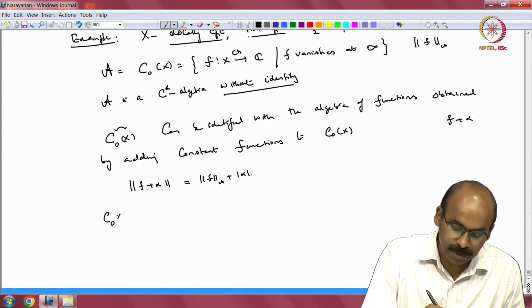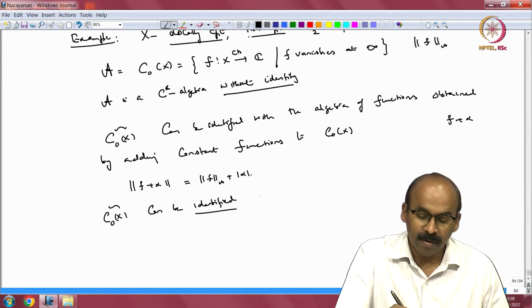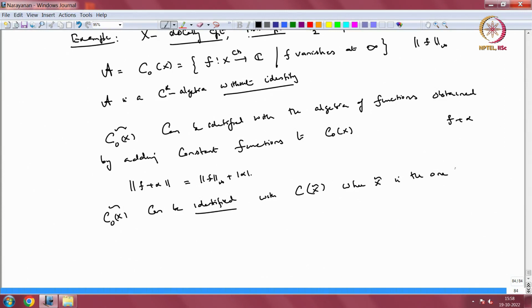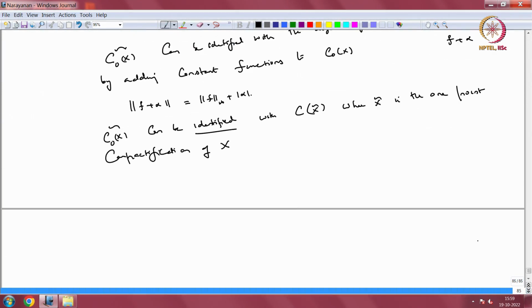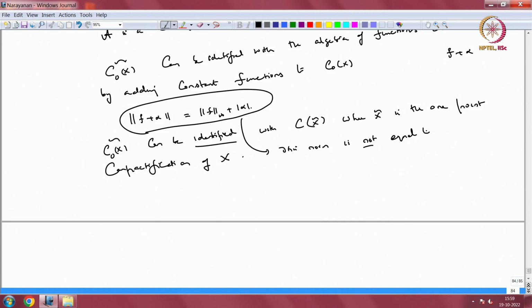So, C0 of X tilde can be identified. I will say just identified because there is no norm comparison with C of X tilde, where X tilde is the one point compactification of X. Okay. So, X is a locally compact Hausdorff space. So, I can add one point at infinity and then make it compact, that is my X tilde. Okay. And any function in C0 of X tilde becomes a function on X tilde, which is the one point compactification. But the problem is the Banach algebra norm. Okay. So, this norm is not equal to the supremum norm on X tilde or C of X tilde.